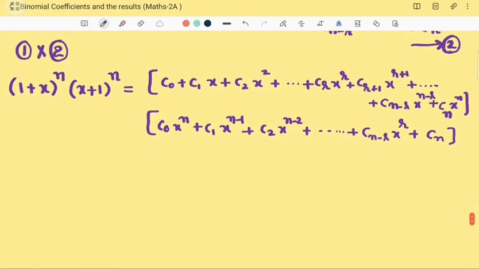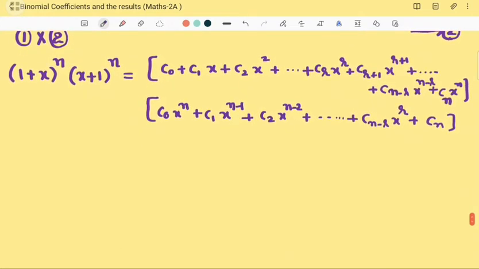Observe carefully, dear students. (1 plus x) whole power n, (x plus 1) whole power n. A power n, b power n means (ab) whole power n we can write now. In the same way, here a, b values are both the same. So 1 plus x or x plus 1 both are same only, no? So (1 plus x) into (1 plus x), whole power n, (1 plus x) whole square into whole power n. So we can write it as (1 plus x) into (x plus 1) whole power n.